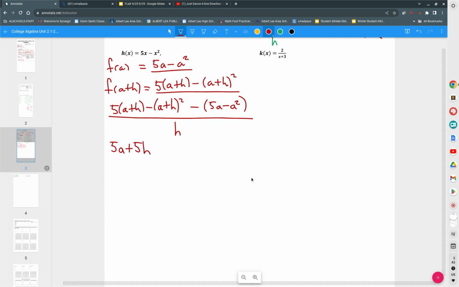5a plus 5h. That's easy, but what about the next part? How am I going to do that? What's my approach? Do I distribute the negative first, or do I square it first? Square it first because exponents come first. So if we square it, we get a squared, and then we distribute the negative: negative a squared. What's going to be in the middle? Minus 2ah. And on the end, minus h squared.